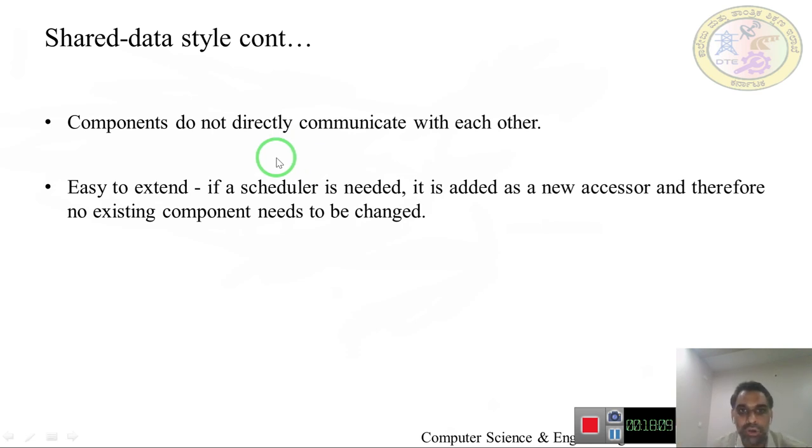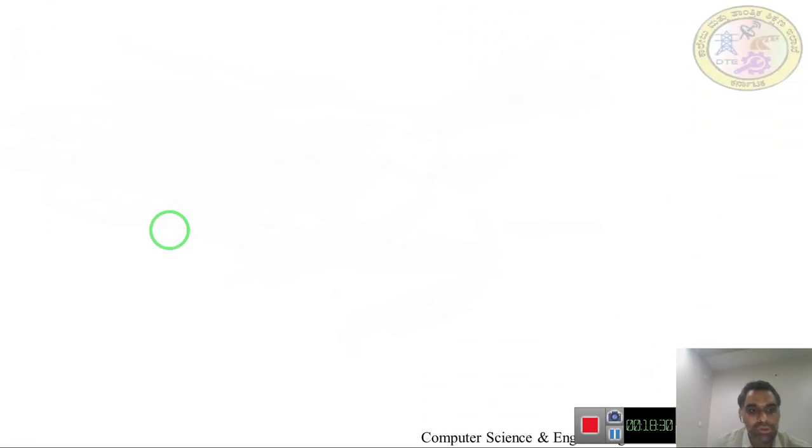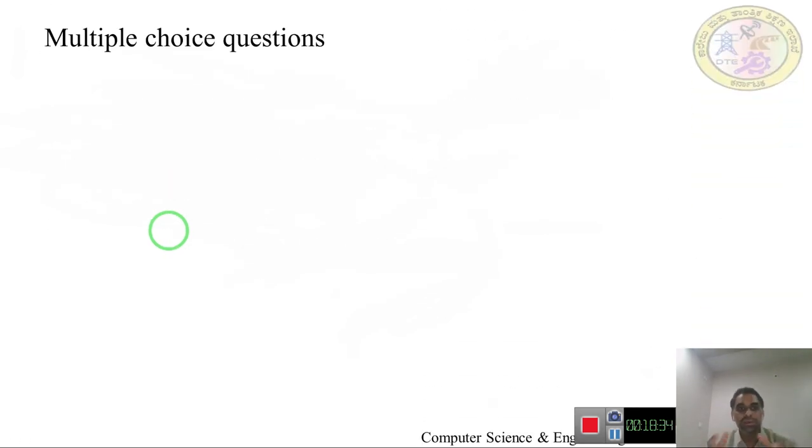Fine. So if a scheduler is needed, it is added as a new accessor, and therefore you need not do any changes in the existing component. Fine. And therefore no existing components need to be changed. Then only one connector style in this. What is that connector style? That is read and write. Fine. So that is what we have to understand in a shared data style.